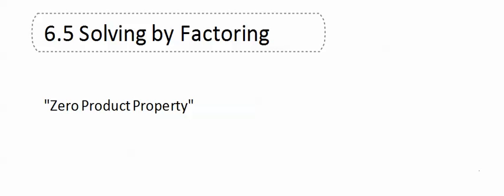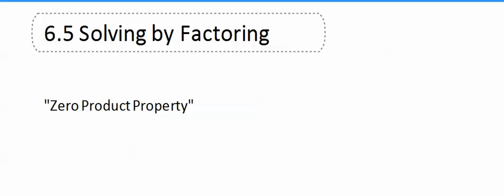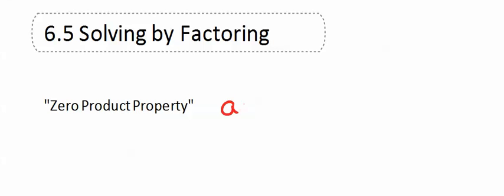In this last video of the chapter, we will be using factoring in order to solve equations. The first thing though we need to review is the zero product property. And what the zero product property says is if I have terms that are multiplied and the result is 0, then at least one of these has to be 0.